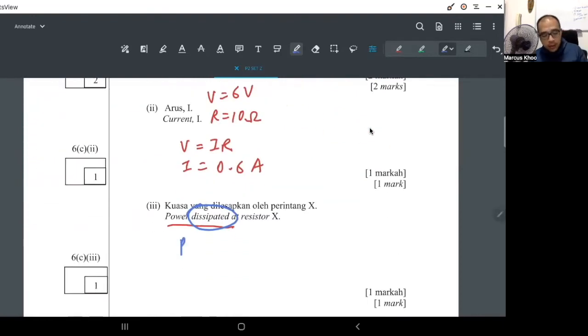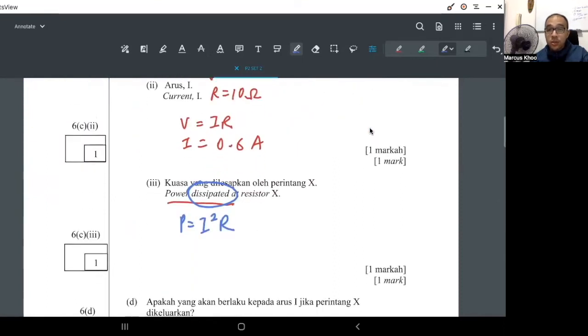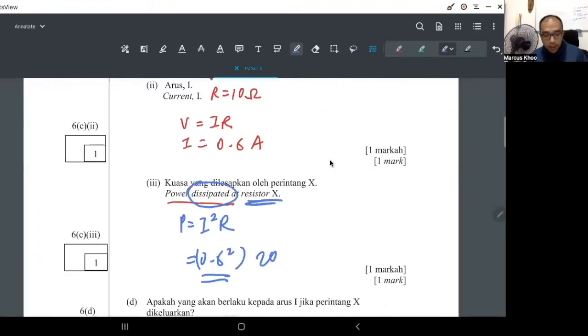So you use P equals I squared R. You got the I from question number 2 and you got the R. But you're not supposed to use the total one. You just want the resistor X only. 0.6 is the total current. But since these two resistors are the same, the total current will be divided equally into 2. So if here is 0.6, over here and here, this will be 0.3 and this also will be 0.3. So the power loss is actually 0.3 squared times 20, which will give you 1.8 watts.